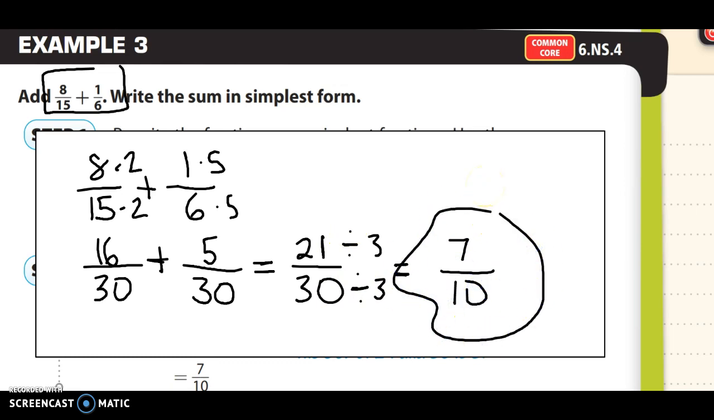So a reminder of the steps. I'll change color here. The first step is to find the LCM of 15 and 6. The LCM of 15 and 6 is 30. The second step is that whatever you do to a denominator, you do to its numerator. So I get my numerators. I then just add the numerators, and then I simplify by dividing by the GCF. Okay.